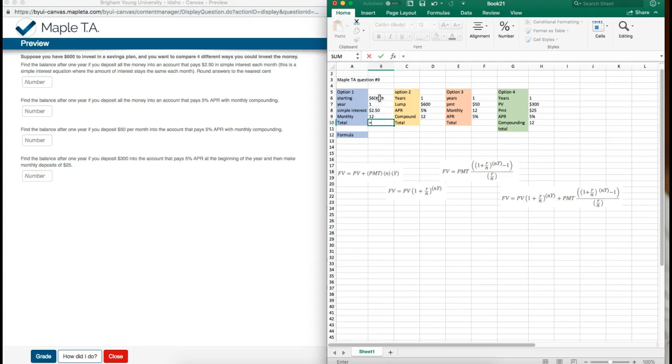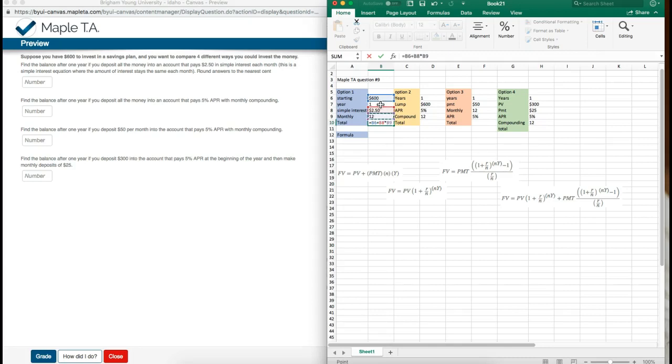The total is, I'm going to be getting the $600 because I put that into the account. And then I'm going to add whatever is going to be added into the account. I was told that I will get $2.50 in this account, so I'm going to cell reference that. And I get this $2.50 every single month. So I need to multiply that by how many times I get it, which is 12 times.